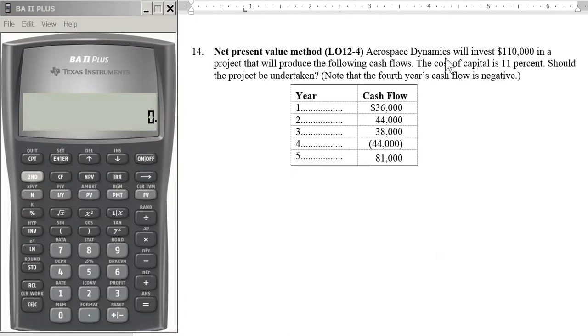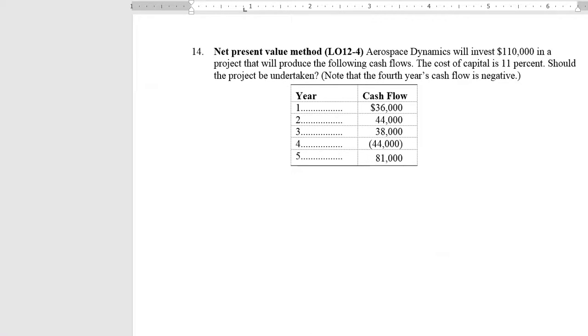Aerospace Dynamics will invest $110,000 in a project that will produce the following cash flows. The cost of capital was 11%. Should the project be undertaken? I'm sure we know what we're looking at here first. So we're going to invest $110,000. That will be a cash outflow. And the cost of getting that $110,000 to invest is 11%. So we had to get some new money, perhaps by issuing bonds, getting loans, issuing stock. But the money that we get cost us money to get, and it cost us 11%.